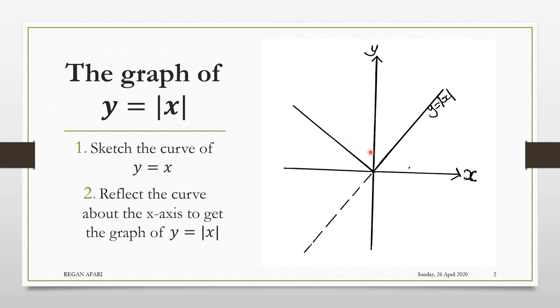At this stage, you might want to keep in mind that the curve y is equal to the absolute value of x is a V shape that passes through the origin. Okay, so let's see another example.